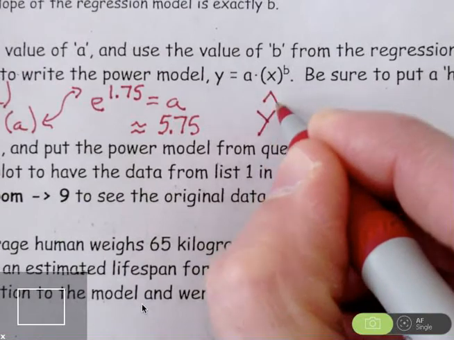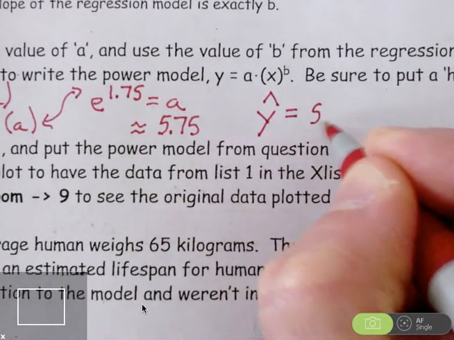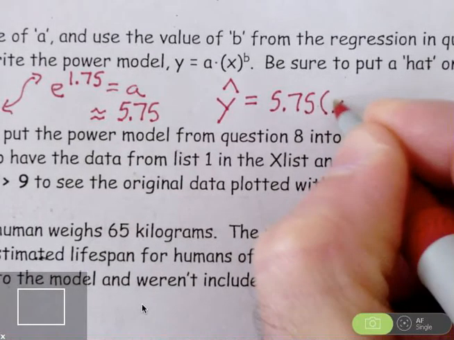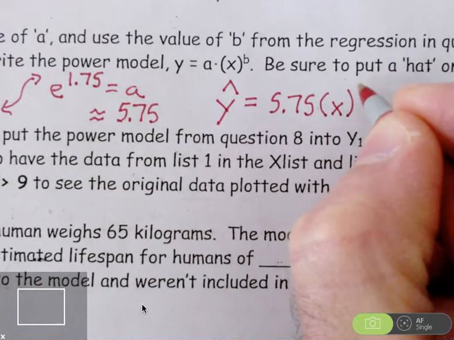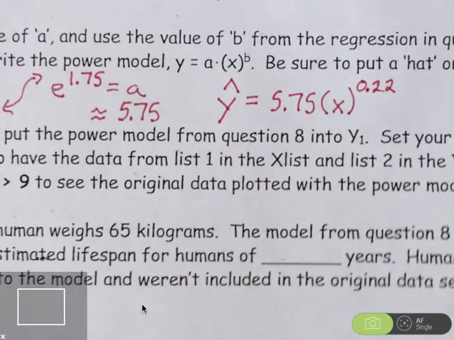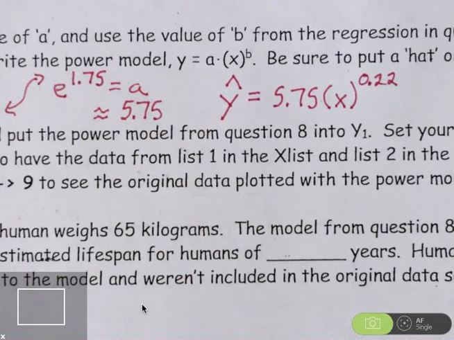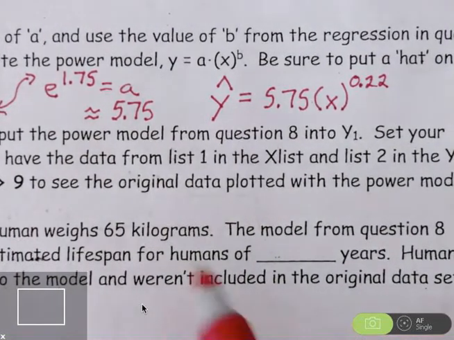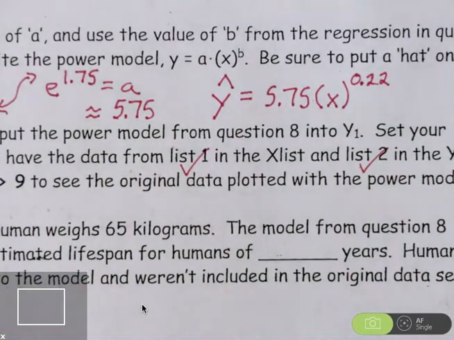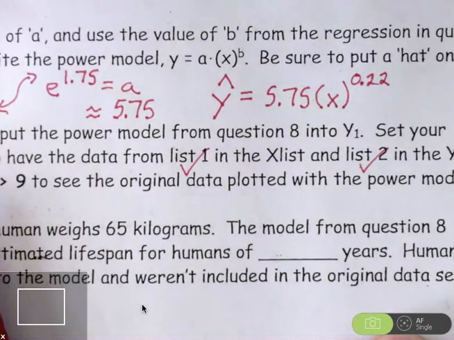So my predicted y values are built by taking 5.75, there's my constant, times the explanatory variable's value to the power 0.22. That is the exponential model. So I can put that into the y equals menu, and we'll plot using the original data. The original data are in list 1 and list 2, and we can see using zoom 9 about how well this power model actually fits our data. So let's take a look.